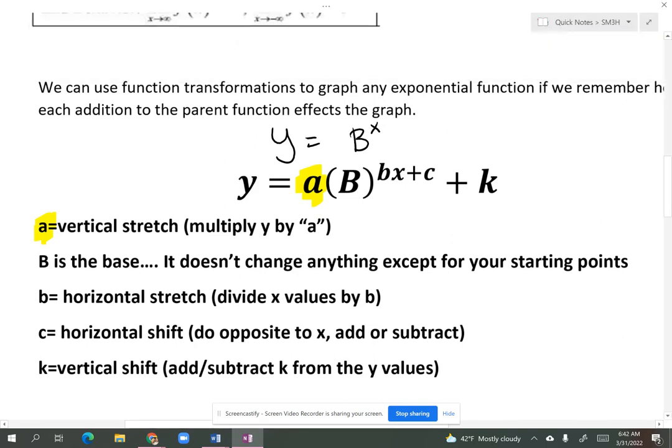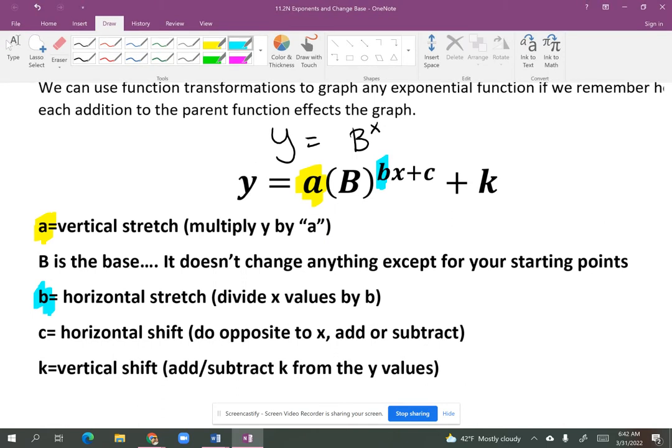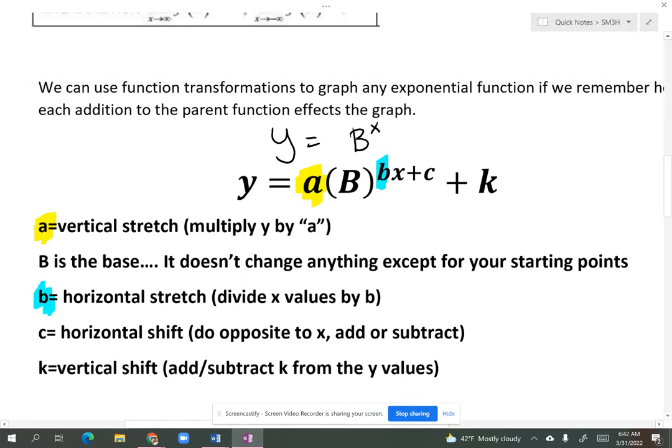Okay. B, big B is the base, but this little b here is our horizontal stretch, and we remember it's tied to the x, so we do the opposite. It might be better for us to put that whole exponent in parentheses, because we're going to do the opposite of what it says to the x values.